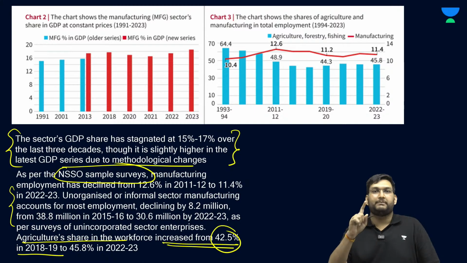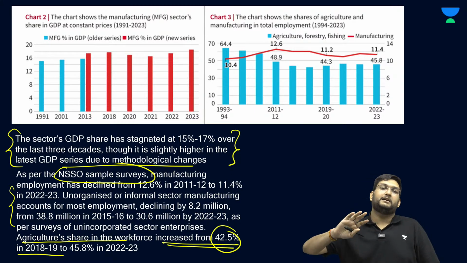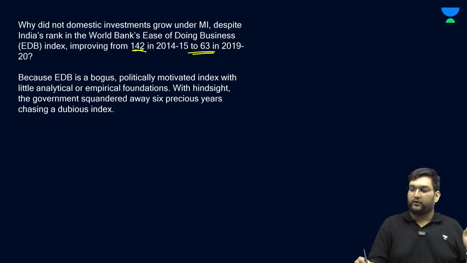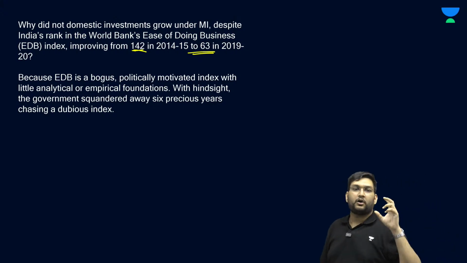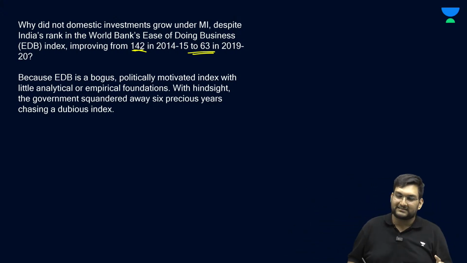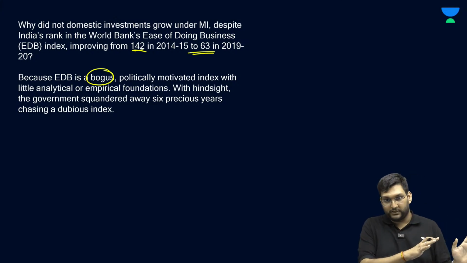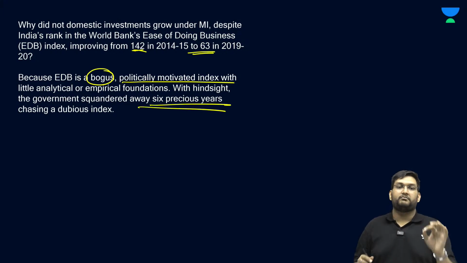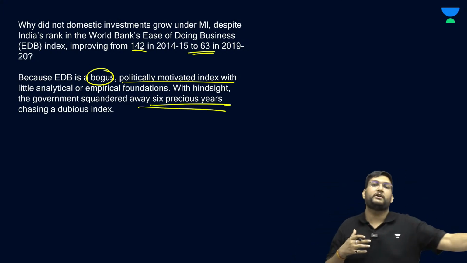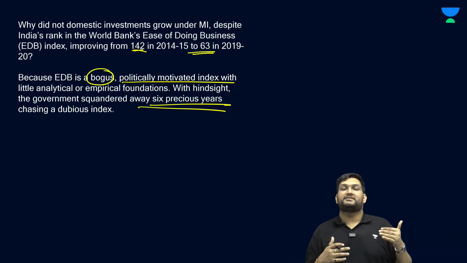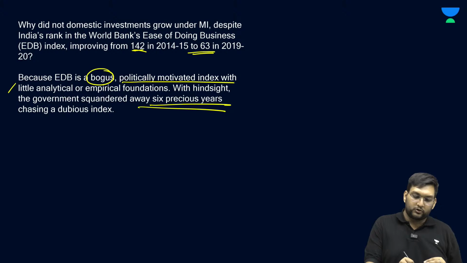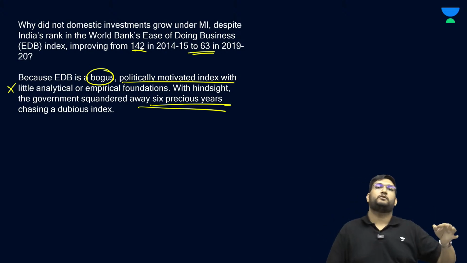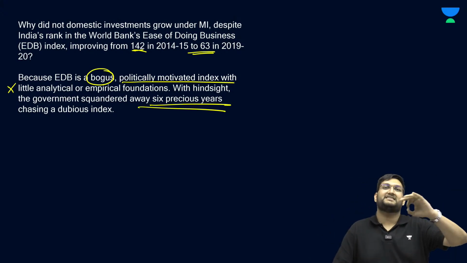This data is coming from The Hindu, and the argument which The Hindu makes is that though we have moved from 142 to 63, the ease of doing business index is bogus, according not to me, according to The Hindu, and it is politically motivated, and for 6 years the government kept trying to get this index down to 63. However, there was no empirical or analytical foundation that better performance on ease of doing business will actually do something for the manufacturing sector in India.